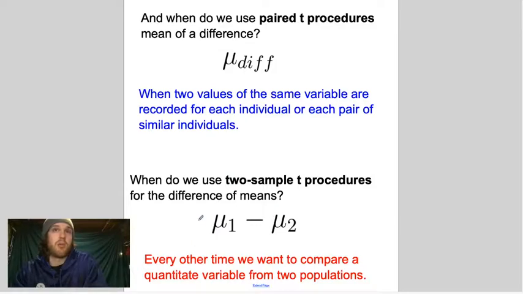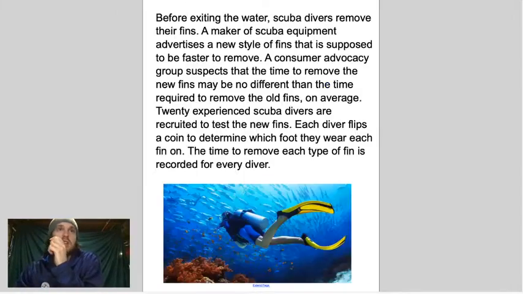So this would be our parameter of interest, and you're assuming that the difference is 0, and here you're assuming that this is 0. So let's take a look at a couple examples.